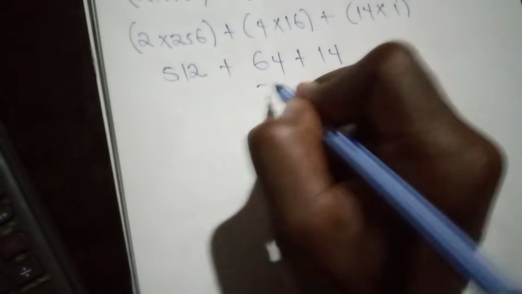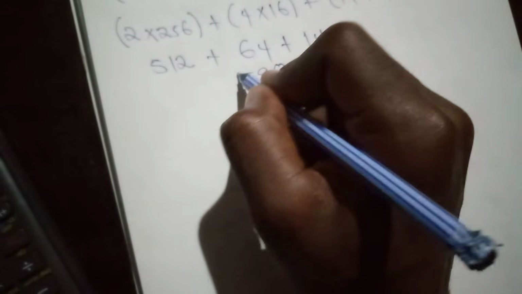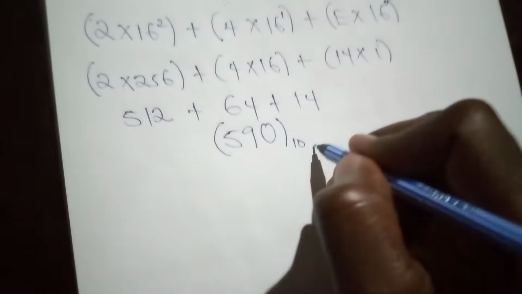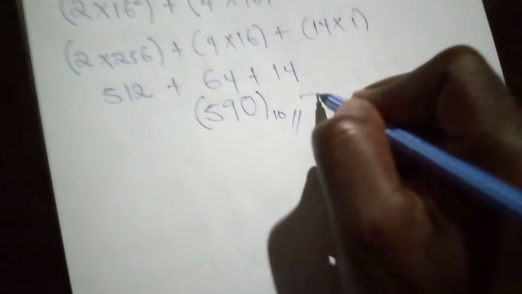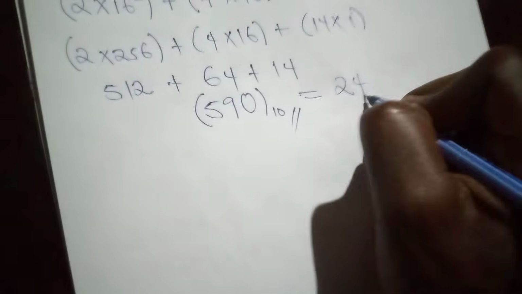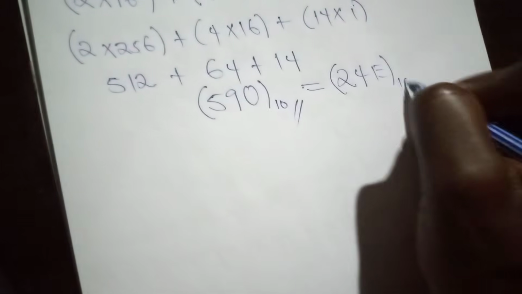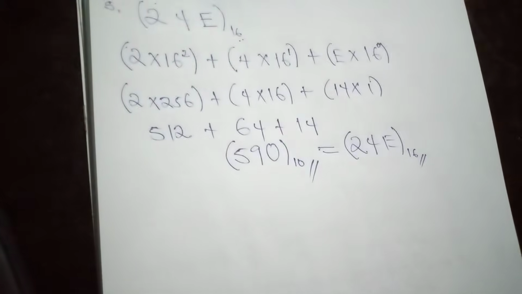So it's just the summation of 64, 14 plus 512, and I'm getting 590 as my decimal number. The decimal number is in base 10, but usually they don't like showing that base. So that is the final answer. So this is equivalent to 24E base 16. So we can proceed to the next one.